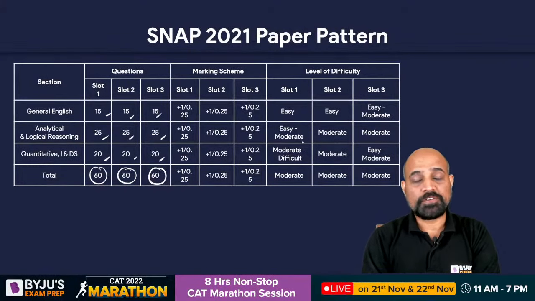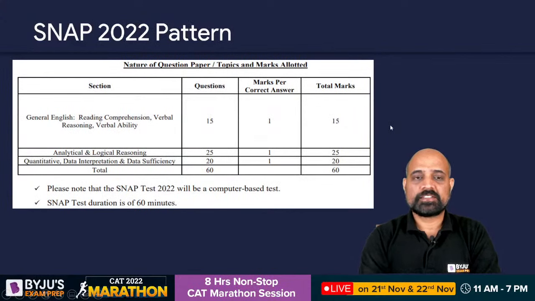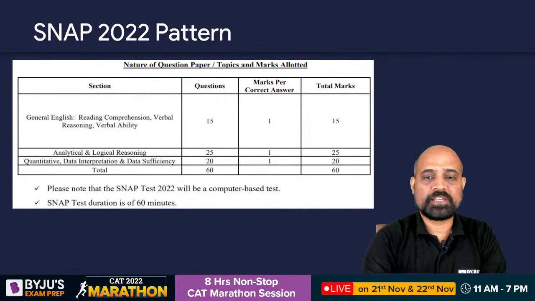So the level of difficulty was almost the same throughout. There was not a lot of variance when it comes to the level of difficulty of each of the three sections. So they were overall moderate papers. Okay. So this year, the pattern is going to be exactly the same.